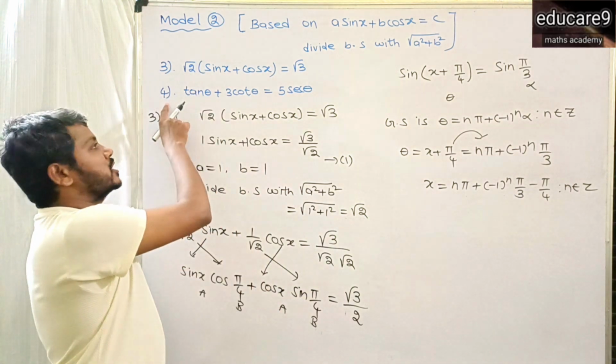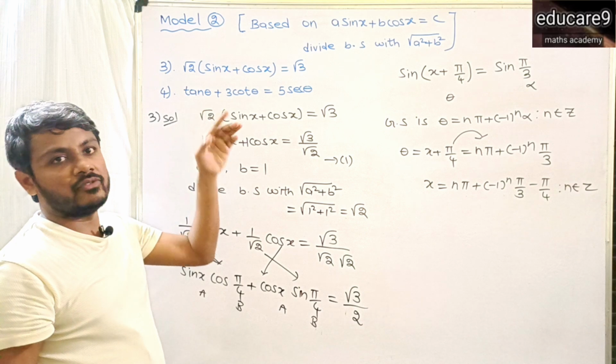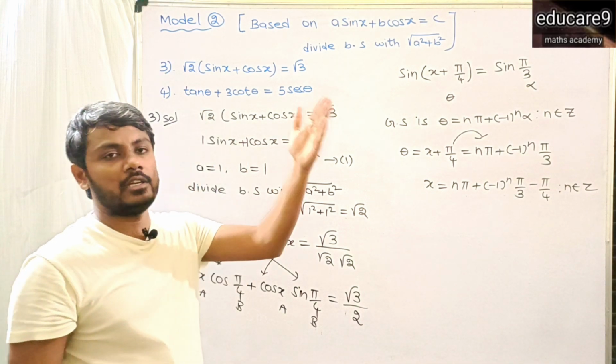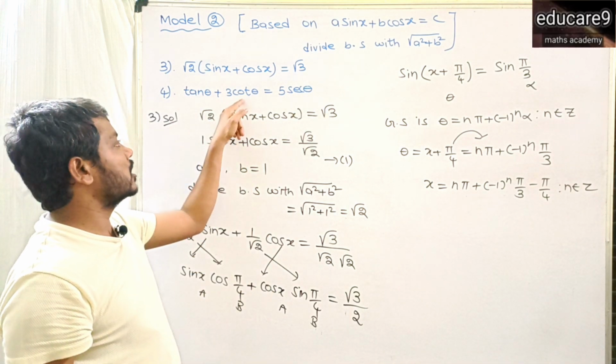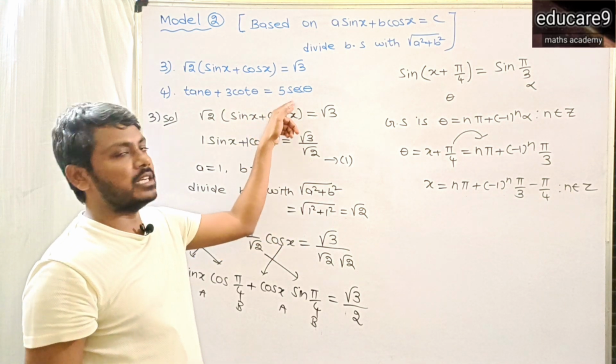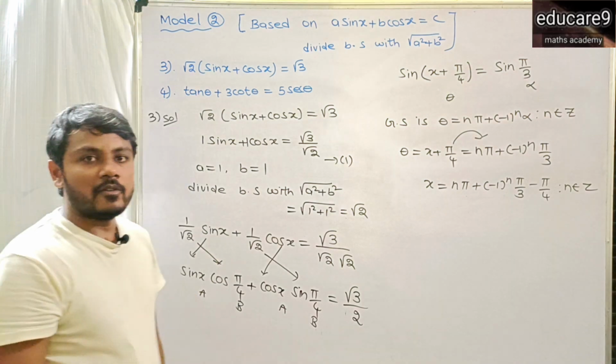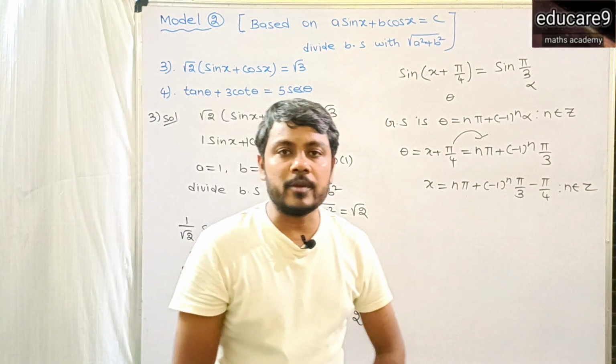So next, try question number 4. Here in question number 4 they given tan theta. We know that tan theta is written as sin theta by cos theta, and cot theta is written as cos by sin, and secant theta is written as 1 by cos. And you can simplify. For the next session we will discuss more problems.